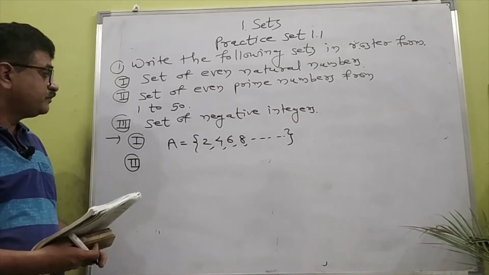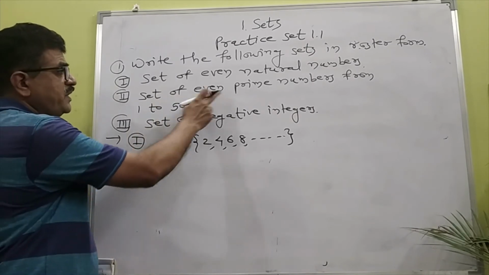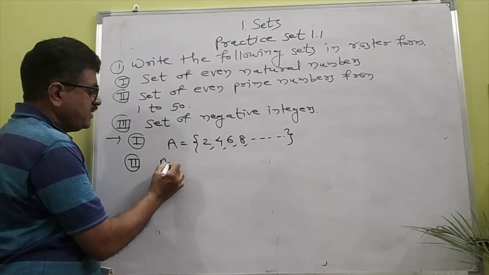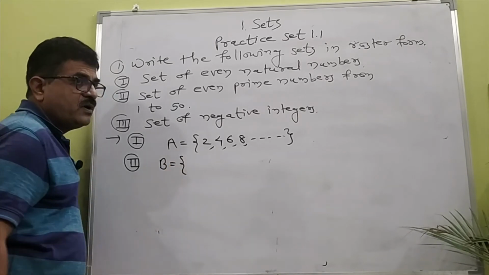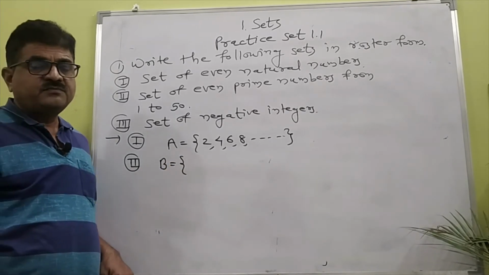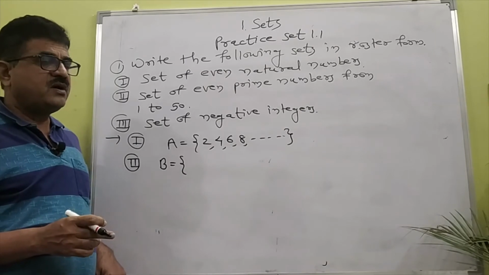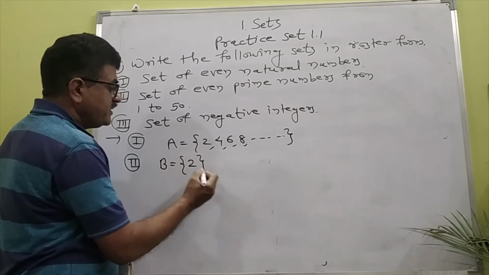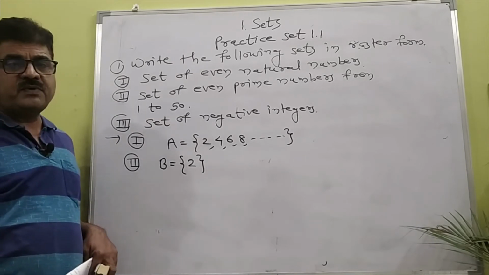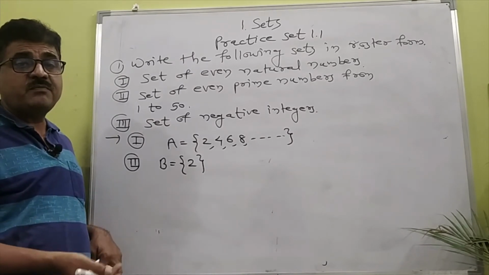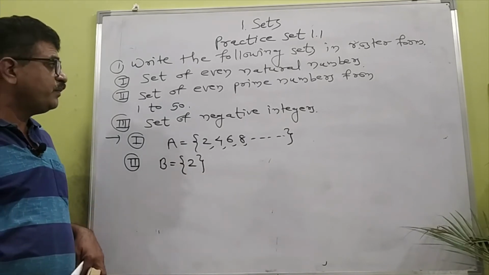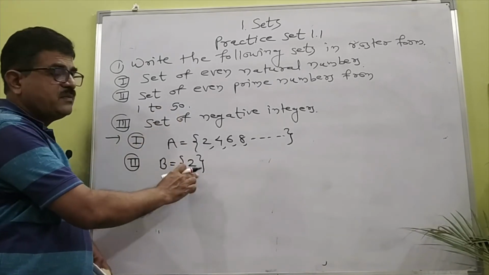Second, set of even prime numbers from 1 to 50. Suppose this is set B. Now even prime numbers, there is only one even prime number, that is 2. Other prime numbers, 3 is a prime number, but it is not an even prime number. There is only one even prime number, that is 2.